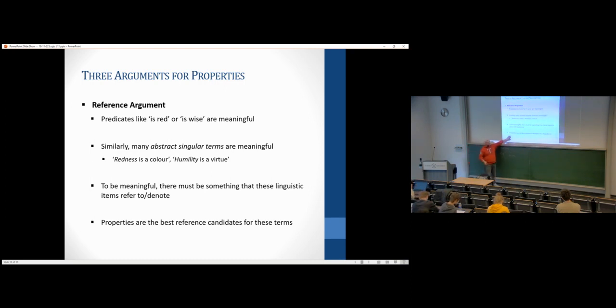So what is it they denote? Answer: properties. Properties are the things that are referred to or denoted. So the basic structure is we use these in a meaningful way. If we use these in a meaningful way, they must refer to something. The things they refer to are properties.